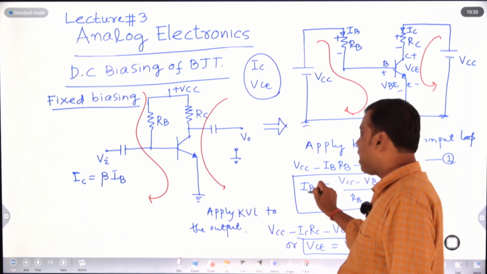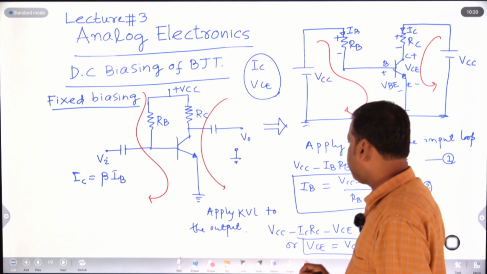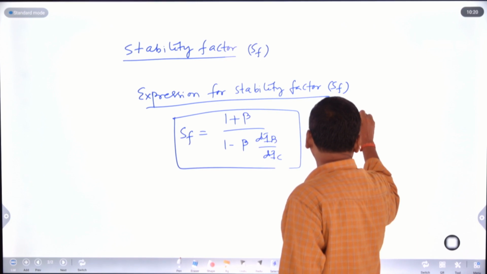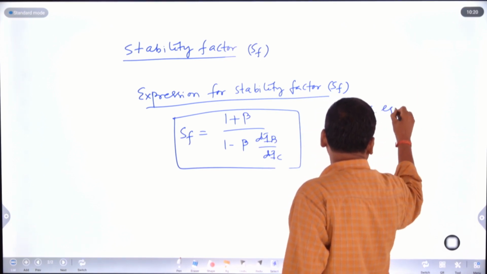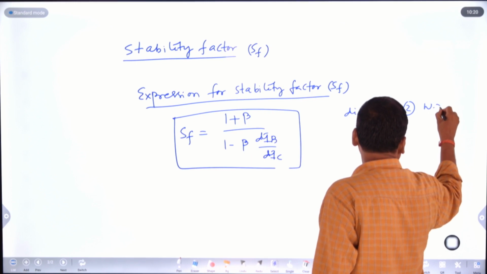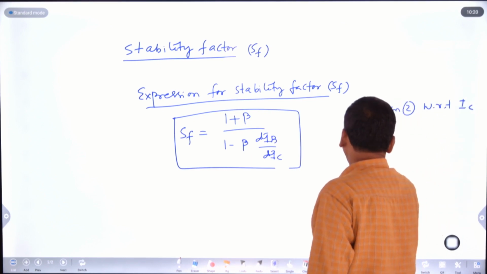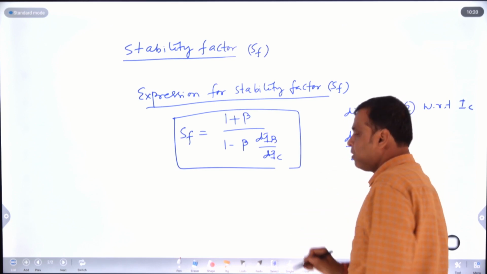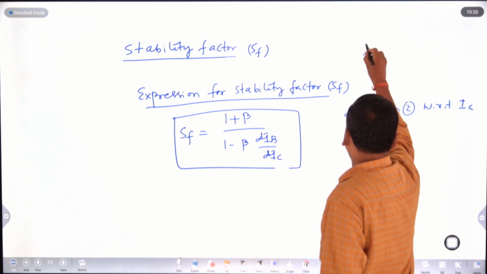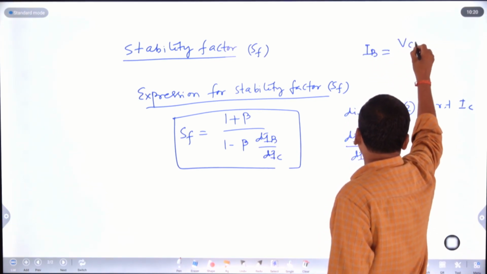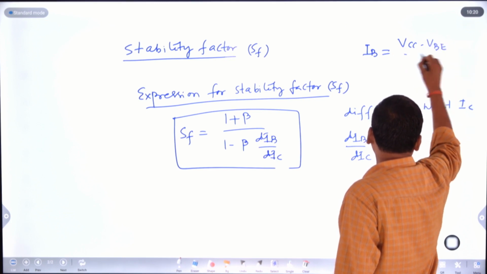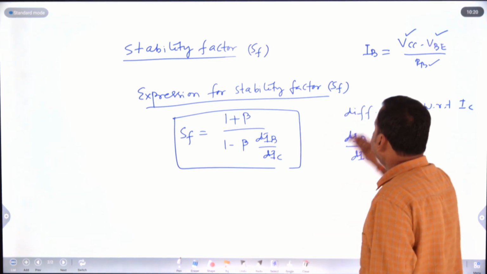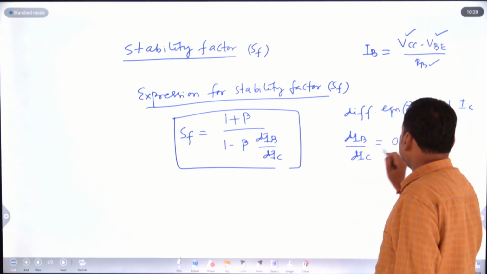If I differentiate this IB with respect to IC, then what is my dIB by dIC? Differentiating equation 2 with respect to IC, that is dIB by dIC. The value will be 0, or not? Because IB equals VCC minus VB divided by RB, and all these values are constant. If the value of IB is constant, then dIB by dIC is 0.